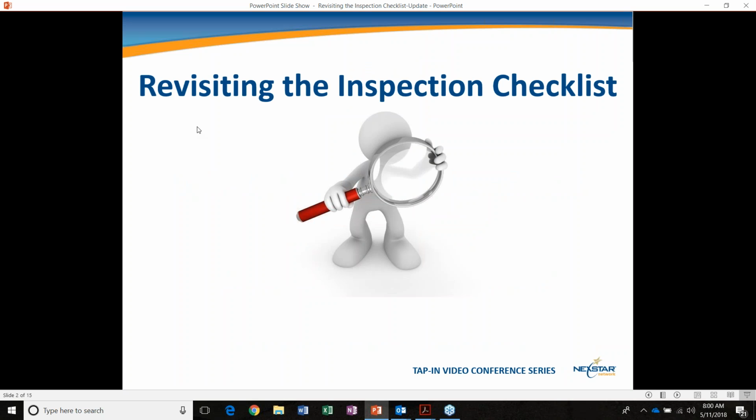We're going to take a jump into revisiting the inspection checklist. I had some requests for this, and I thought this was the right time of the year to do this. So when we talk about checklists, anytime we go on a service call, we have a bunch of tools available to us to help us identify customers' needs. So going through a checklist is a best practice, whether it's a tune-up or a demand service call.